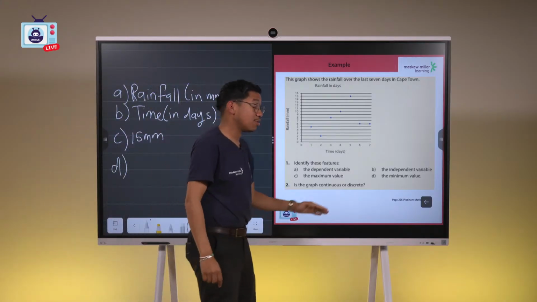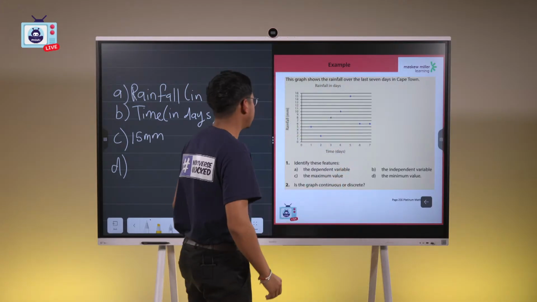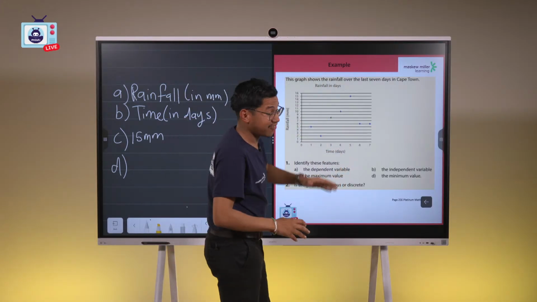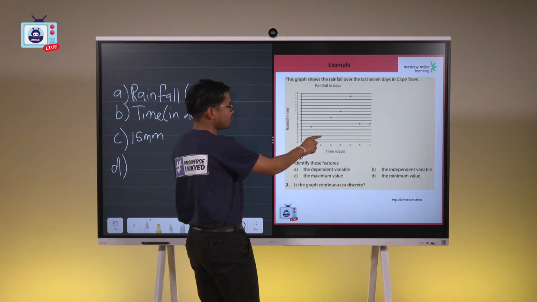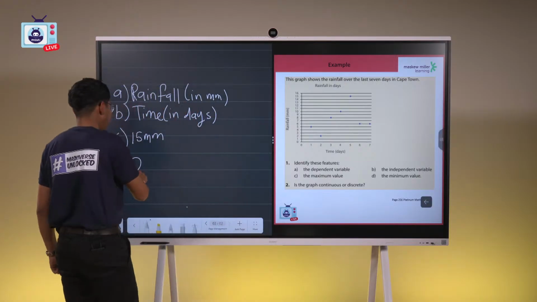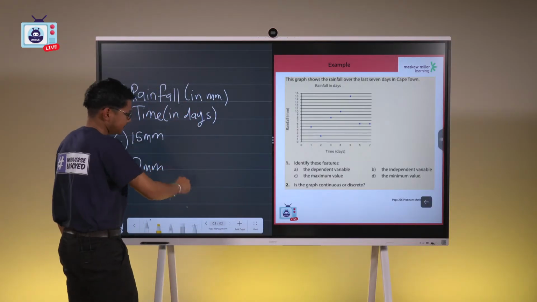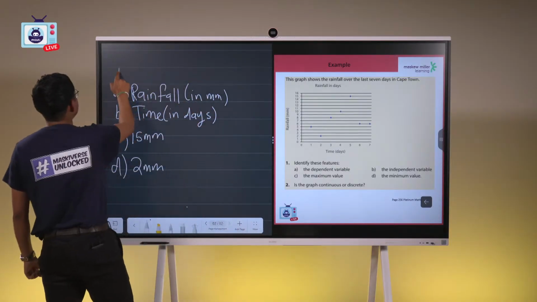And then the next question is obvious. It's asking us what is the minimum value that the dependent variable will reach. And I just look on this graph that I'm interpreting now. What is the lowest point given, right? It is this point over here, and that corresponds with 2. Okay, so 2 millimeters is what my minimum value will be. This was all under number 1.